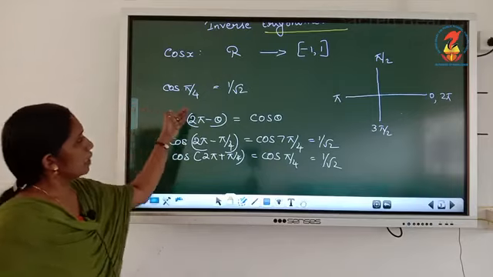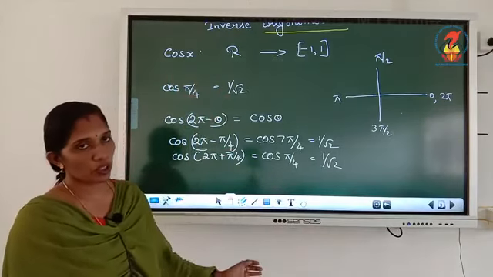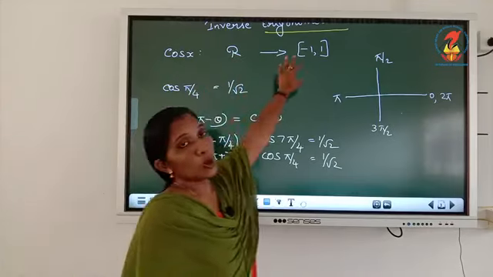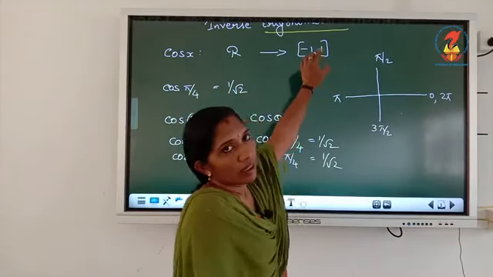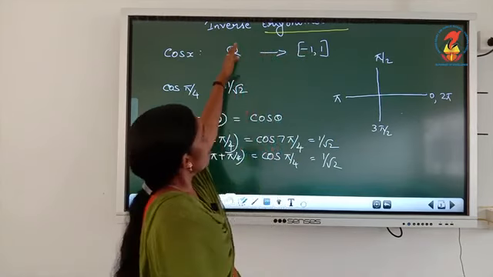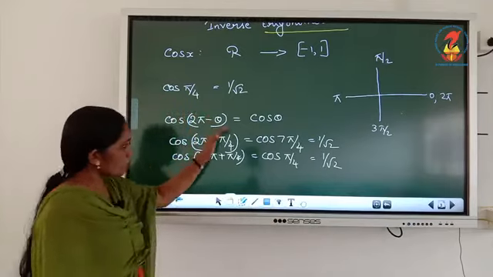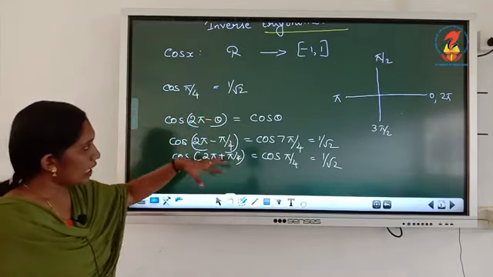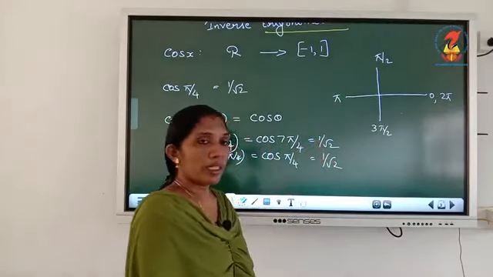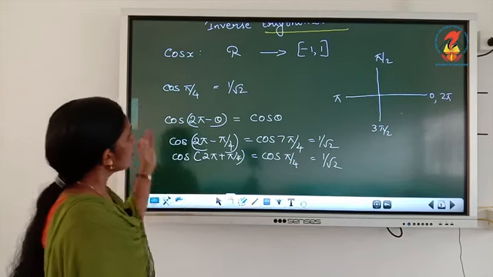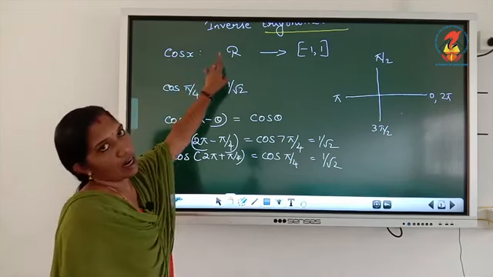So look, cos value repeats. So is it one-one and onto? No, it is not one-one. What about onto? It is onto for every element in this set. For every element there exists a pre-image in R. So it is onto but it is not one-one, because of this reason. The same value repeats after one rotation, and the first and fourth quadrant values repeat. So the function cos x is not one-one when we take the domain as R.